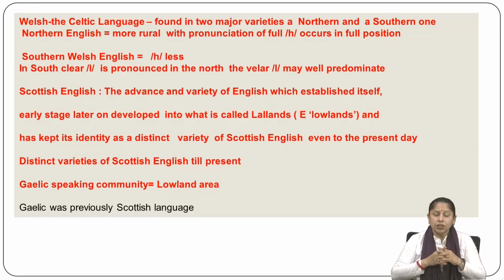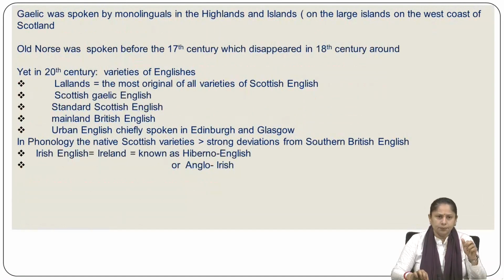Look, the lowland area is known as a Gaelic speaking community, and Gaelic was previously the Scottish language. So again there is an understanding of Scottish English. It shows that Scottish English, Irish English, Welsh English, all these are different kinds of Englishes. They also come under the category of varieties of Englishes that you have to remember well.